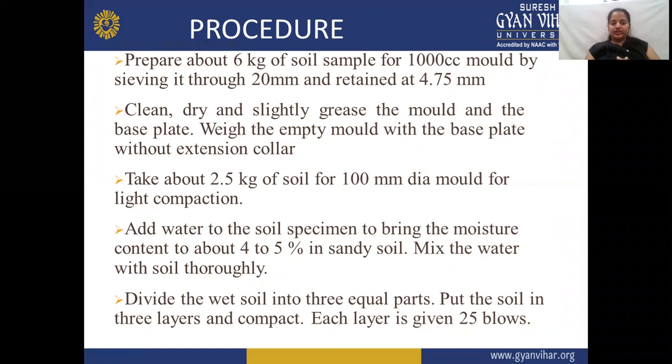Take about 2.5 kg of the soil for the 1000 cc mold for light compaction. Then add water to the soil specimen to bring the moisture content to about 4 to 5% in sandy soil, and mix the water with the soil thoroughly. Divide the wet soil into 3 equal parts. Put the soil in 3 layers and compact. Each layer is given 25 blows.